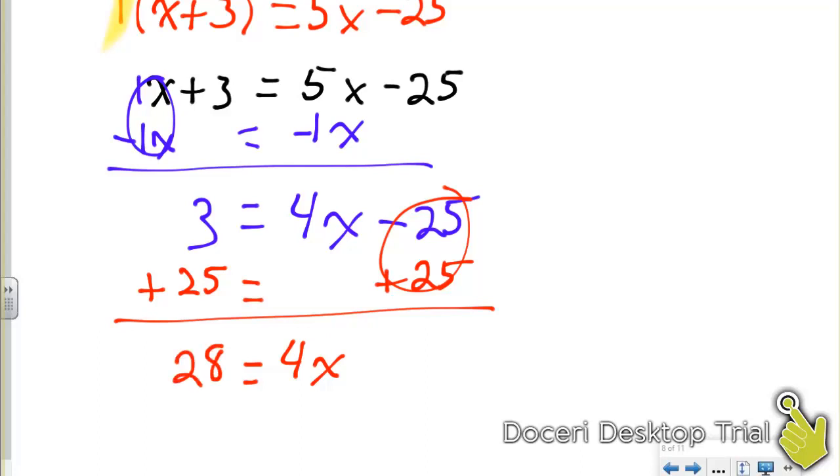And now I only have to divide by 4 on both sides because I want to eliminate the 4 and get a 1. I want this to become a 1x, or just x. And then 28 divided by 4 is 7, so we can see that x should equal 7.